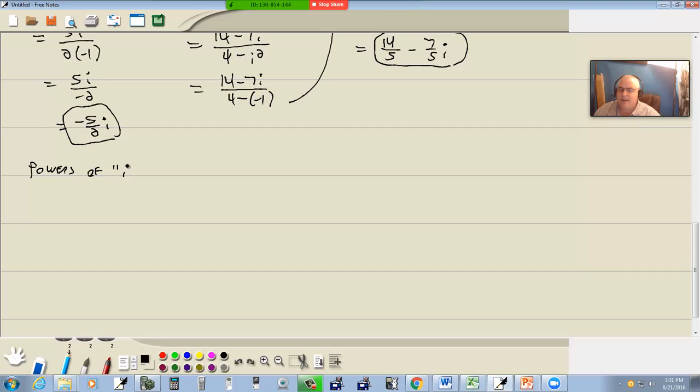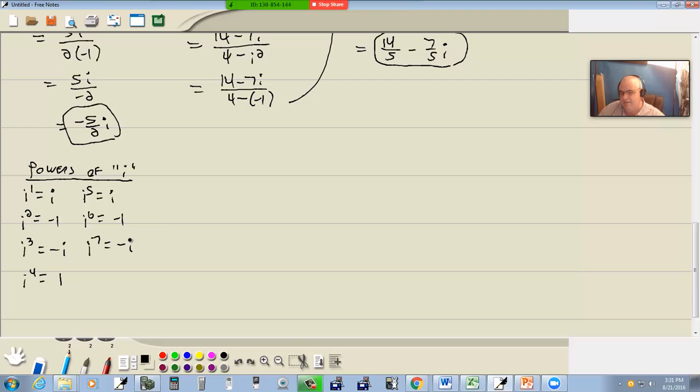Now we got powers of i. i to the first power is i. i squared we said was negative 1. i to the third is equal to negative i. And i to the fourth is equal to positive 1. And then it repeats. So i to the fifth is i, i to the sixth is negative 1, i to the seventh is negative i, and i to the eighth is a positive 1. So it repeats in groups of 4.